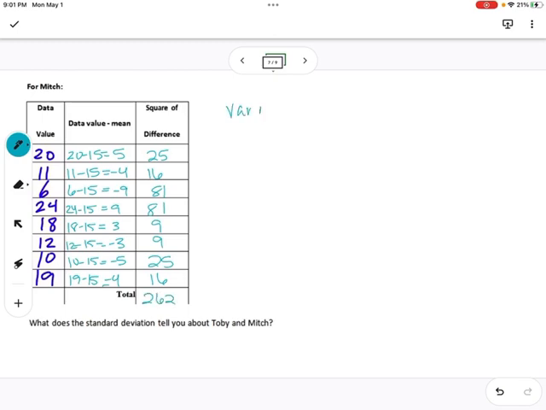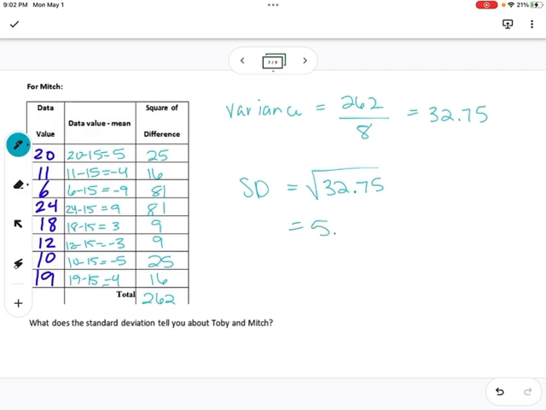Okay. Our variance is taking that sum, 262, dividing by the number of numbers, which is 8. So 262 divided by 8 gives us 32.75. So again, our standard deviation is the square root of the variance. So finding the square root of 32.75, and that is 5.72.